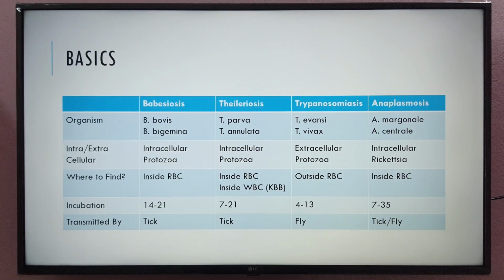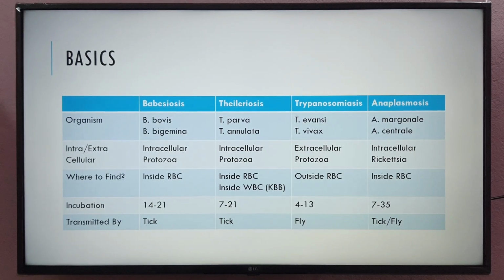Now the incubation period. Babesiosis has 2 to 3 weeks, that is 14 to 21 days. Theileriosis 1 to 3 weeks, 7 to 21 days. Trypanosomosis 4 to 13 days. Anaplasmosis is 7 to 35 days.